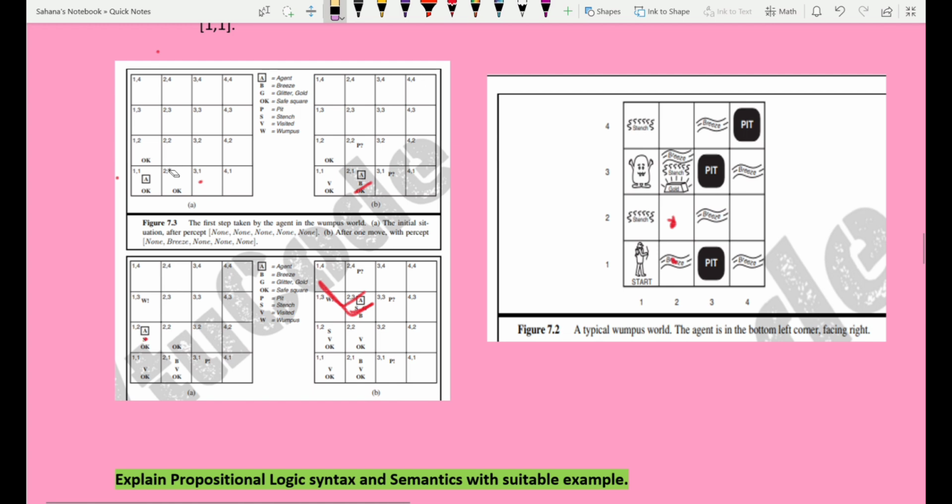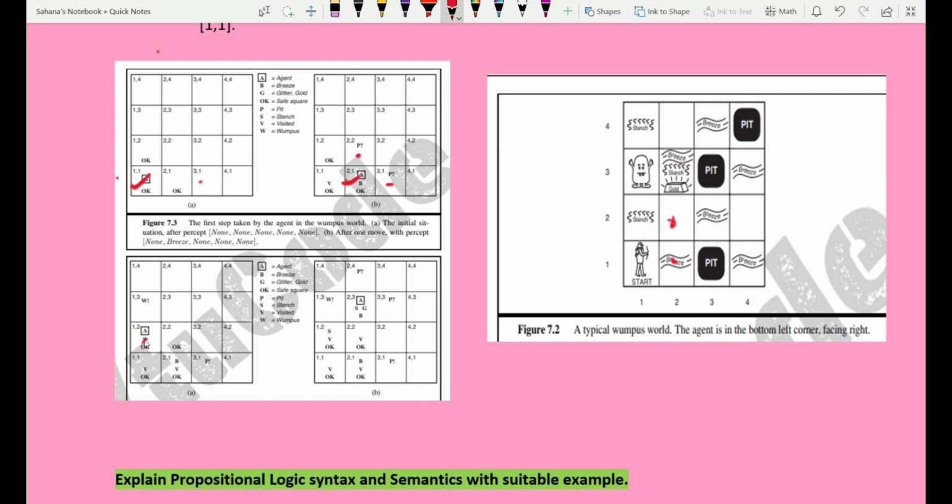Once again I will teach you. See, first the agent will be in the square 1,1, then it will move to 2,1. Here it will sense a breeze. What it thinks is that in 2,2 and 3,1 there will be a pit. Then again it will go back to 1,1 and then it will move to 1,2.